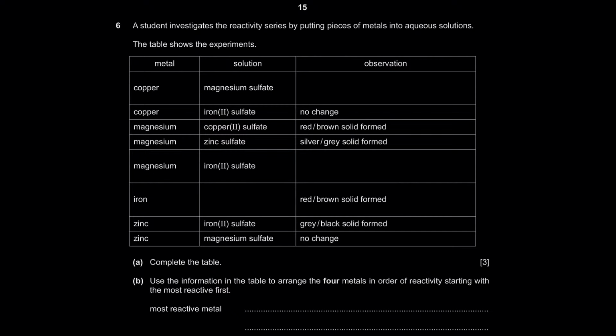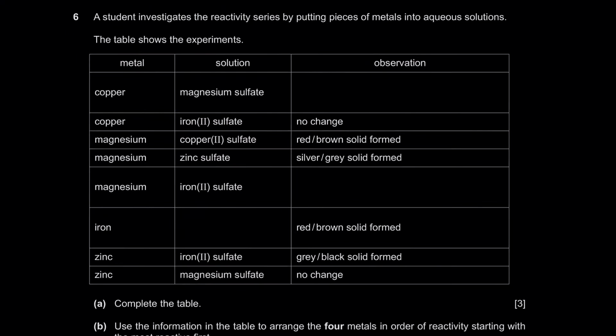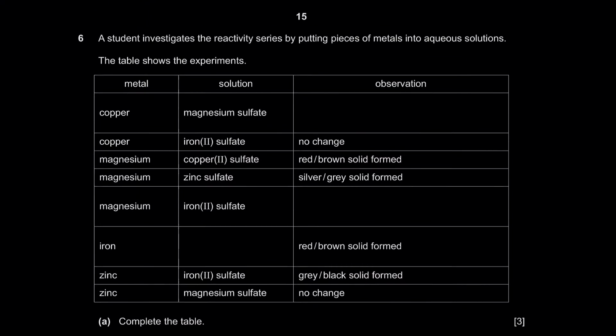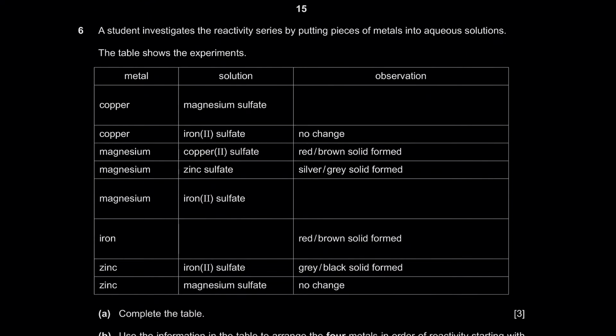Amna Khan. 2 says 2. Ooh, 3. Oh, okay. You're answering one of the older questions. A student investigates the reactivity series by putting pieces of metal in aqueous solutions. The table shows the experiments. Okay, complete the table. So you put copper in magnesium sulfate. What's going to happen?